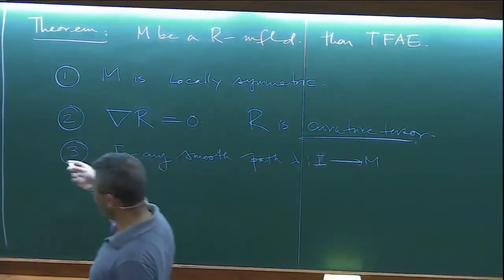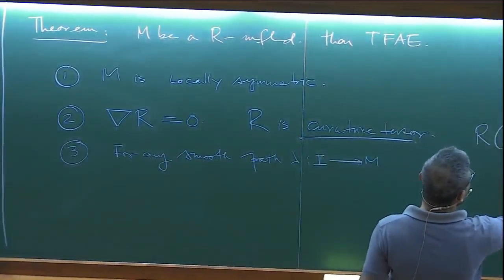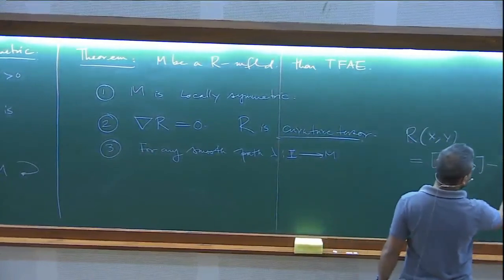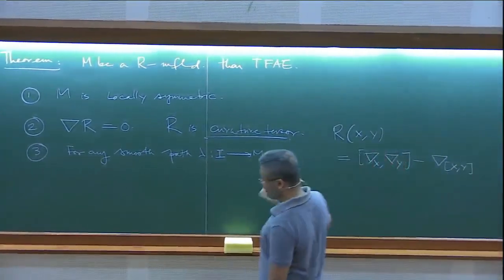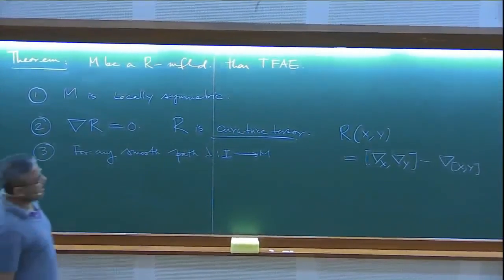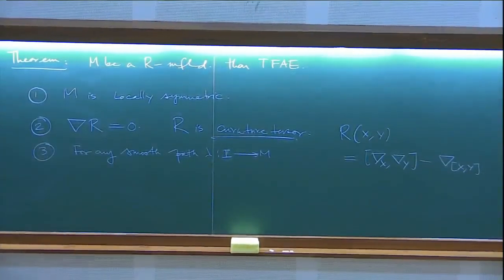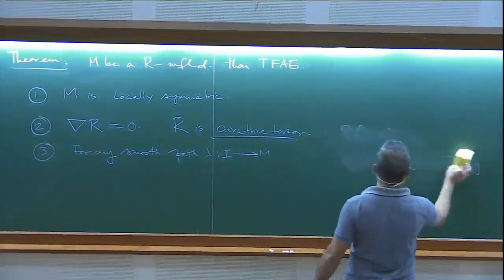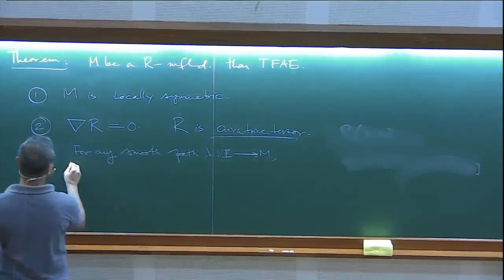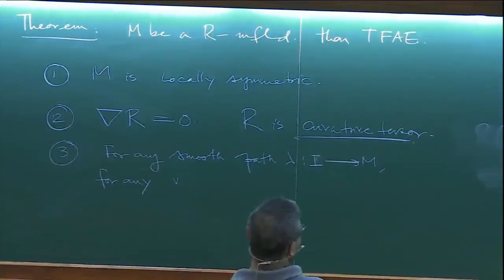I don't know why they have all the reasons to take R, but for me, R of X, Y is going to be the operator on the vector field minus the Lie bracket of the operator on the vector field. Sometimes people take minus of this. Okay. So for any smooth path, and for any vector field, let me just introduce some notation because I will need that sometimes.